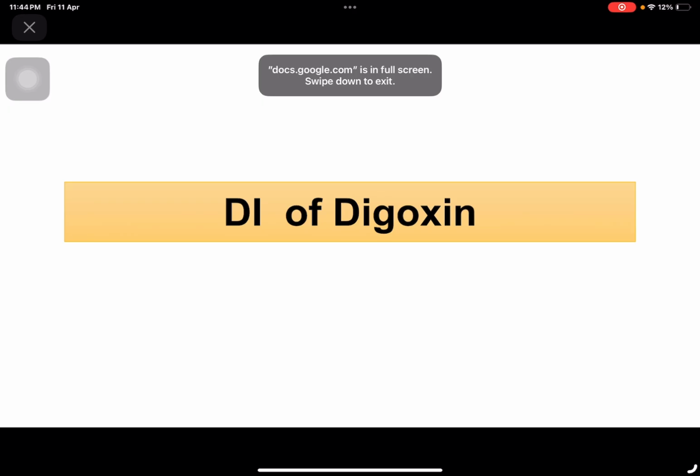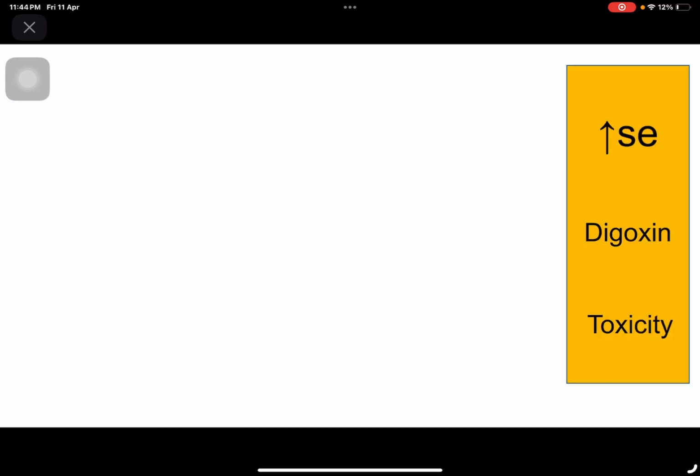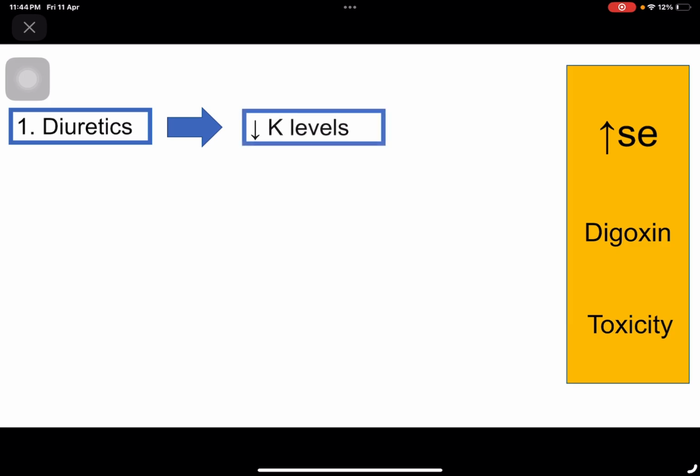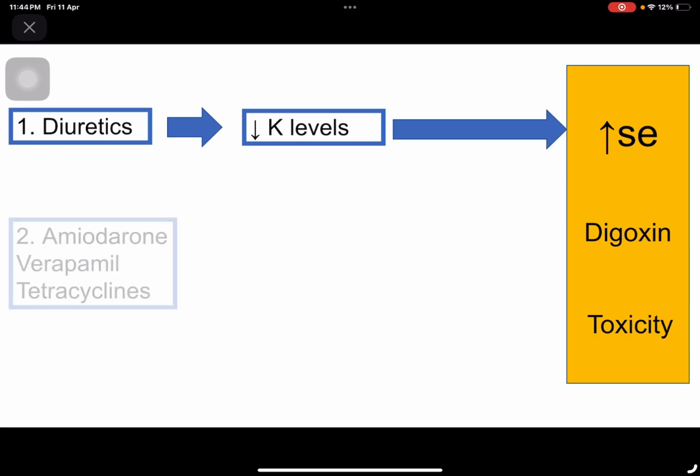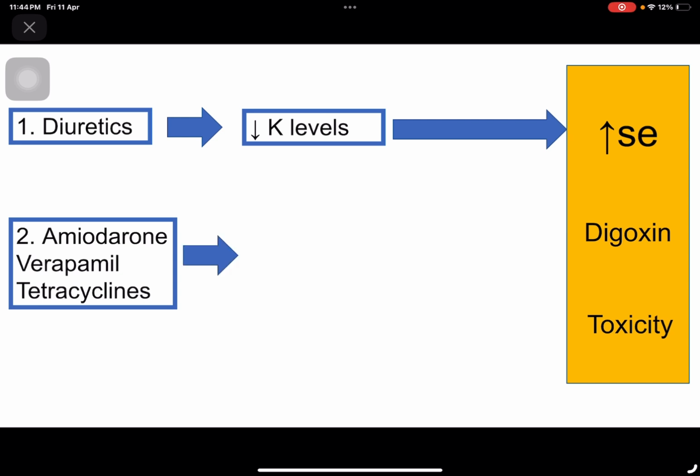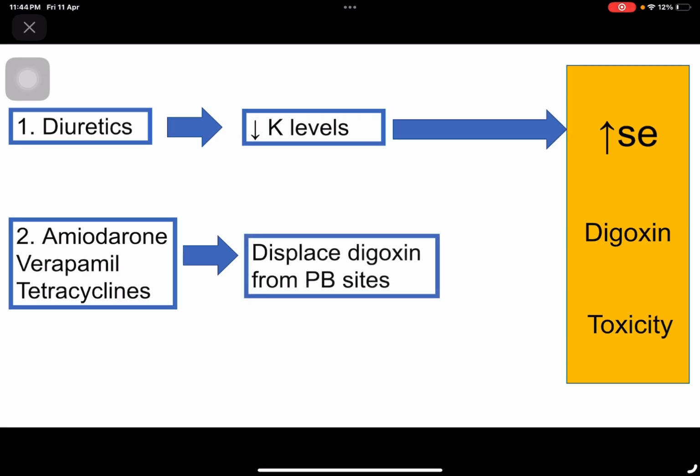Drug interactions of digoxin. In which conditions may digoxin toxicity increase? When digoxin is given with diuretics, which results in decreased calcium and potassium levels in the body, it results in increased digoxin toxicity. Next, when verapamil and tetracycline are given with digoxin, they displace digoxin from the protein binding sites and increase the toxicity of digoxin.